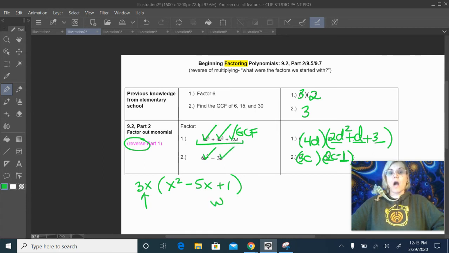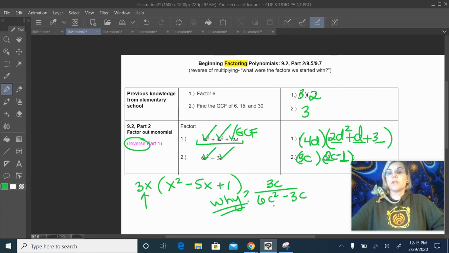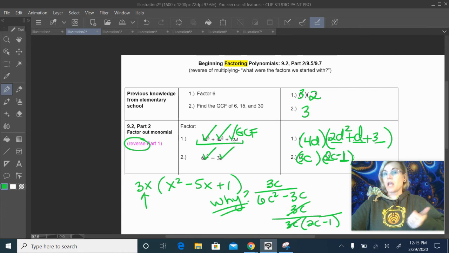So let's talk about why. What would be the point of factoring? I'm just going to give one example, but there are lots of them. What if, for example, I had the fraction 3c over 6c squared minus 3c? Well, by factoring, we got 3c times 2c minus 1. This tells me I can cancel these out. Just like with any type of fraction, factoring helps me cancel out common factors to get it in simplest form. Or I could also use it for finding a least common denominator when I'm adding or subtracting fractions. And you can also add or subtract polynomials.